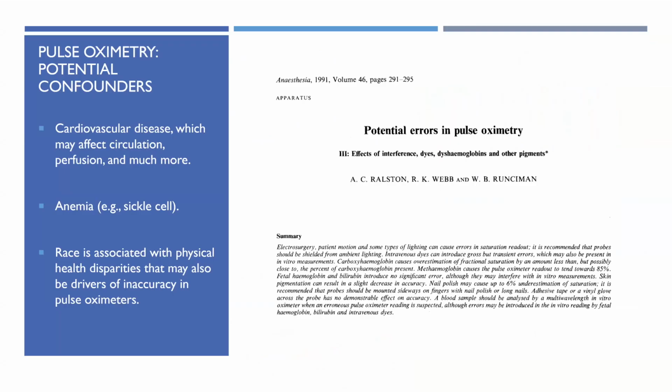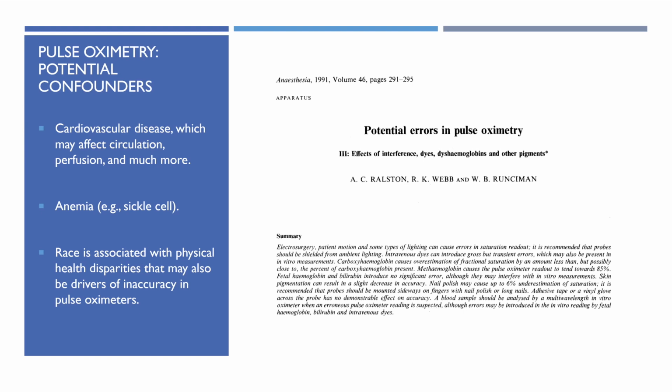Now, it's been known for quite some time, or at least reported, that there are lots of different things that could confound pulse oximetry accuracy. Some of the things that have been mentioned today, like anemia or cardiovascular issues, perfusion, and we know, people who do work in epidemiology and health disparities like myself, but many of you in this room as well, that race is associated with precisely these issues.